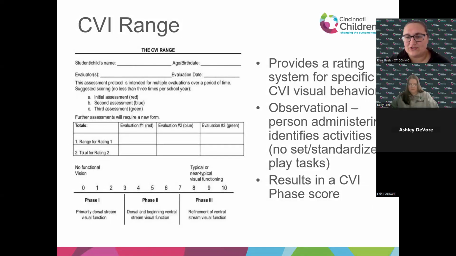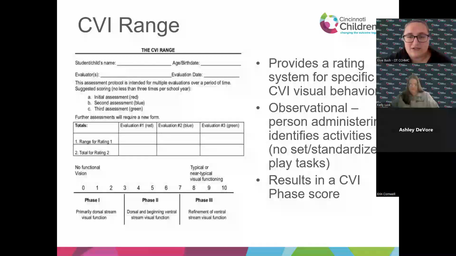It's from that educational side. Us OTs at Cincinnati Children's will complete it with families, but we are starting to try to find some additional measures that we can use either in replacement of the CVI range or alongside it, because we do realize it doesn't always measure every kind of aspect of CVI perfectly, because it is a subjective rating scale.